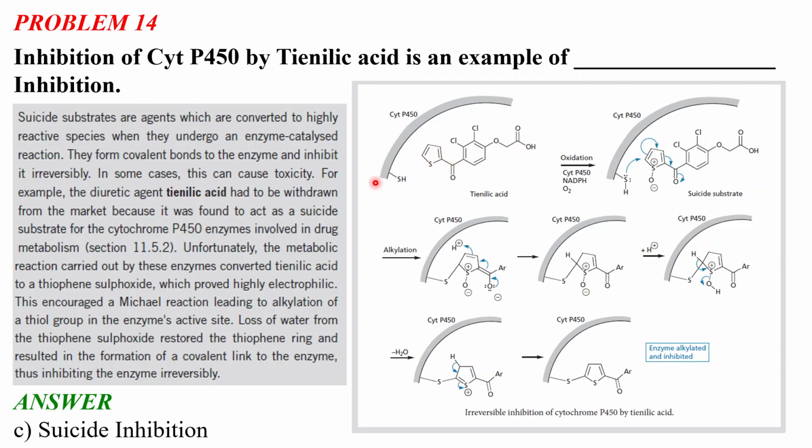Here, in the cytochrome P450 we have a nucleophilic thiol group from this cysteine residue. So what does oxidation by the cytochrome P450 do? Basically, oxidation of this thiophene group makes it electrophilic and accelerates the nucleophilic attack. Then there is a covalent linkage after alkylation, and it's a Michael addition, and eventually the enzyme gets alkylated and inhibited by this tienilic acid. So this is the mechanism of action, which also involves a Michael type of reaction. So remember, tienilic acid is a suicide inhibitor of the cytochrome P450 enzyme.